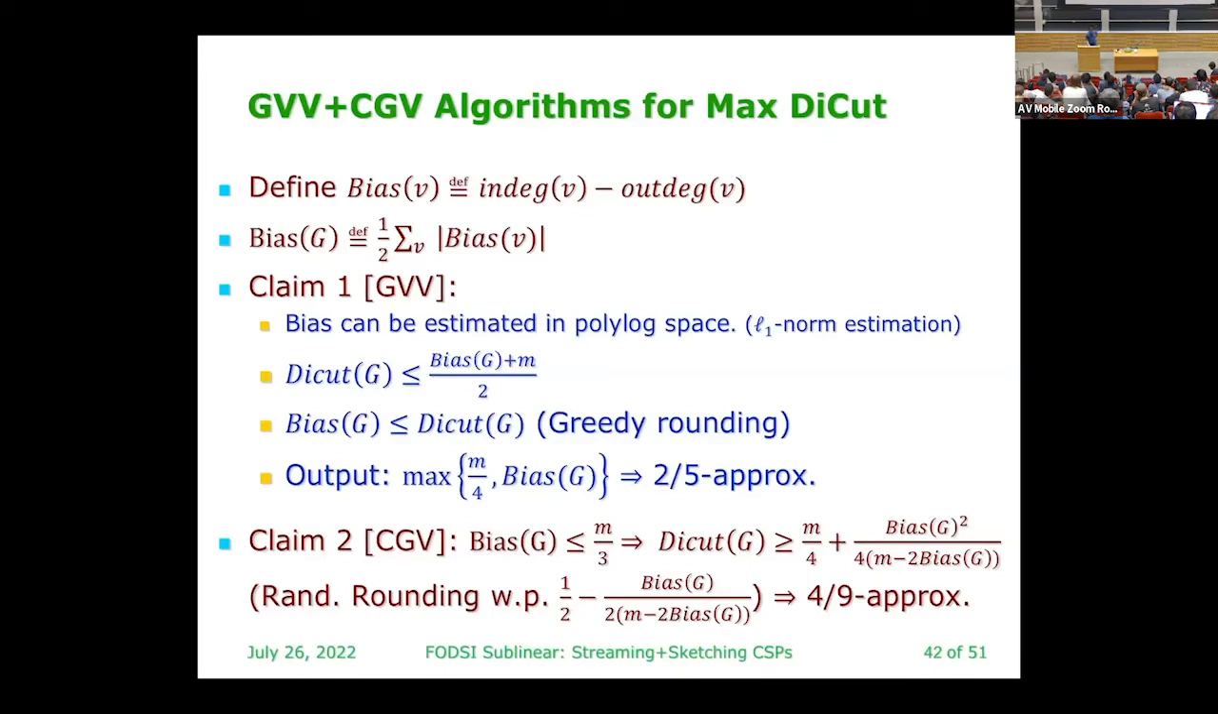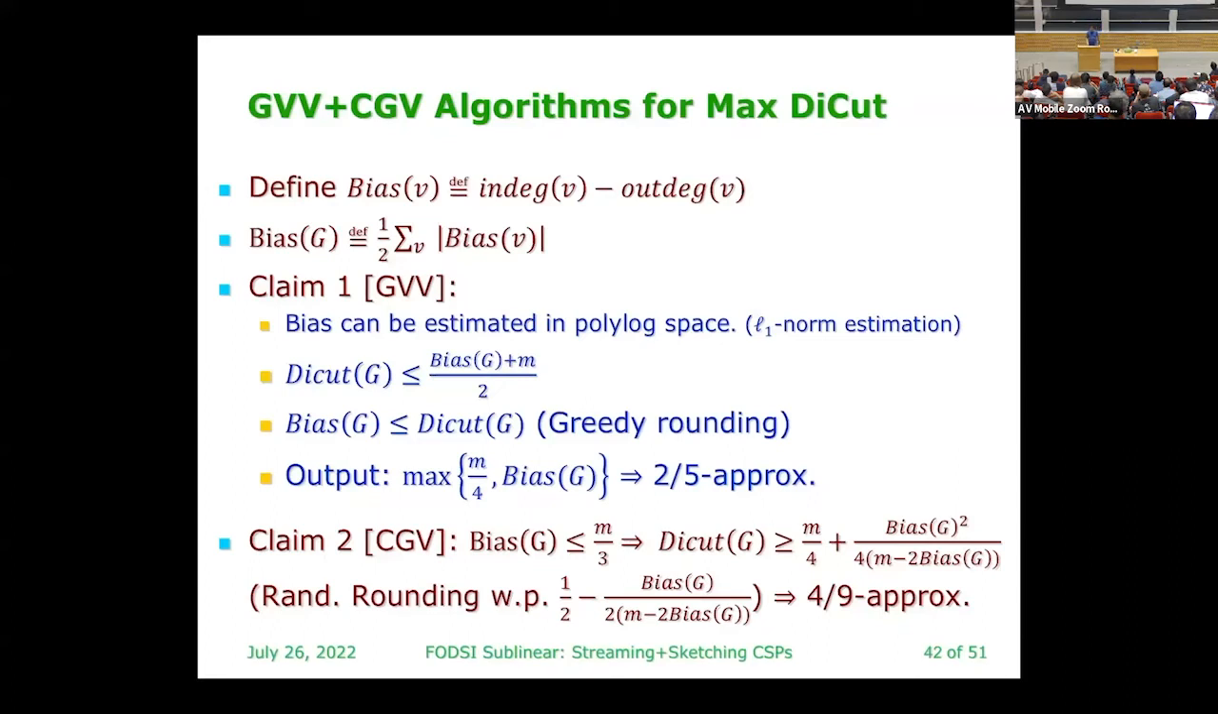To get this result, we'll define a very simple quantity called the bias of a vertex. It's a number between plus n and minus n in simple graphs, which says what's the in-degree of a vertex minus its out-degree. Okay, for each vertex. And I have a vector of n coordinates, which says for each vertex what is its bias, up or down. Okay, and define the bias of the graph to be this quantity. I take the absolute value of the bias of each vertex, I sum them up over all the vertices, and I take half of it. Why half? So that it's a number between 0 and m. Okay.